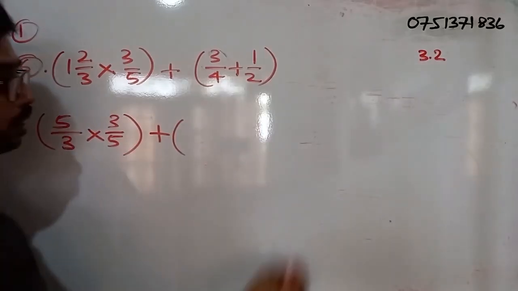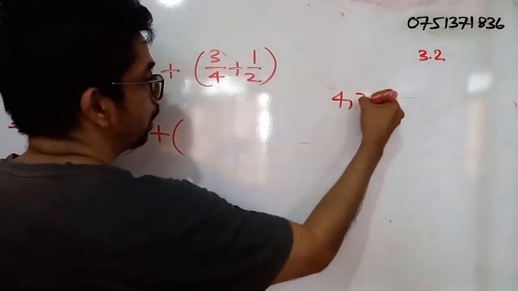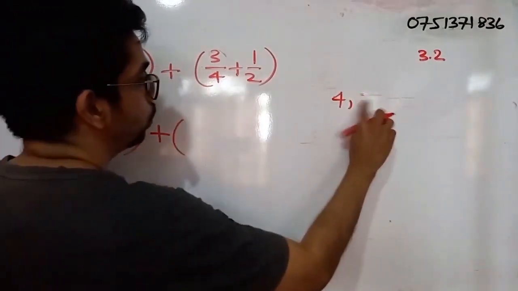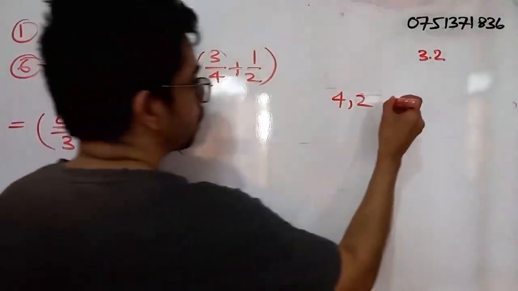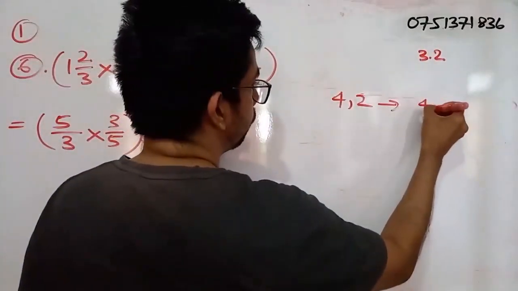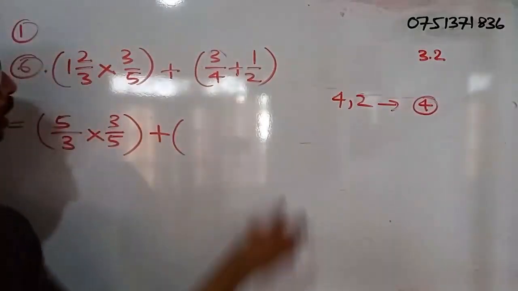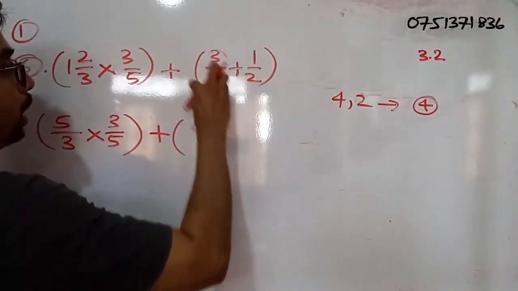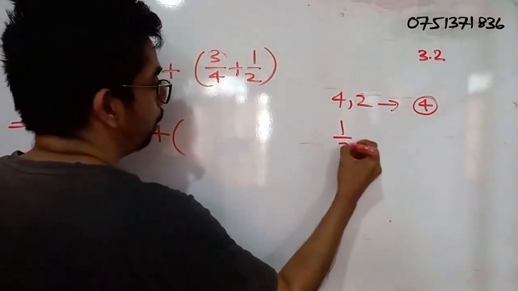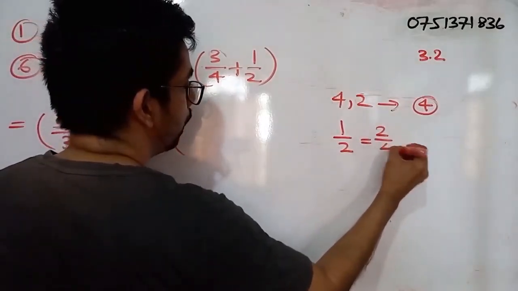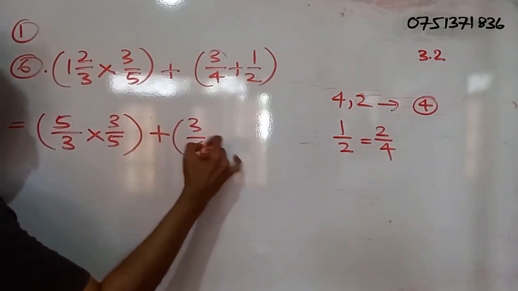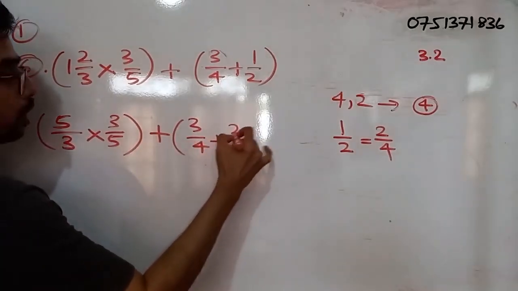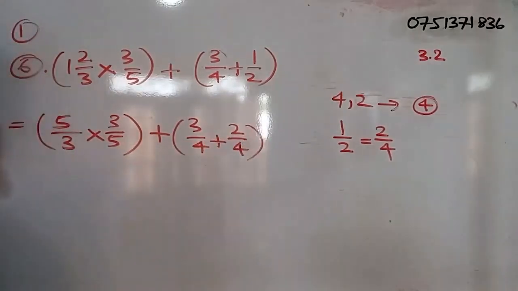Denominators are not same. When we consider the numbers 4 and 2, what are these denominators? What is the least common denominator? 4. So we don't have to do any conversions here. 1 by 2 we know that is what? 2 by 4, no? Okay. So 3 by 4 plus 2 by 4.